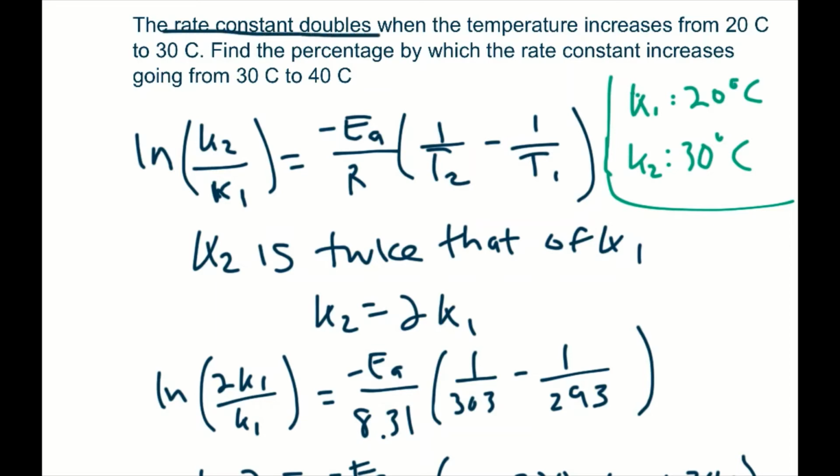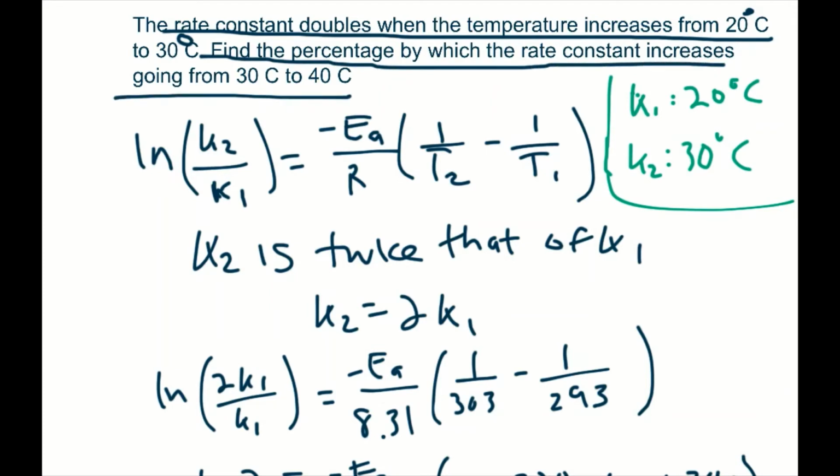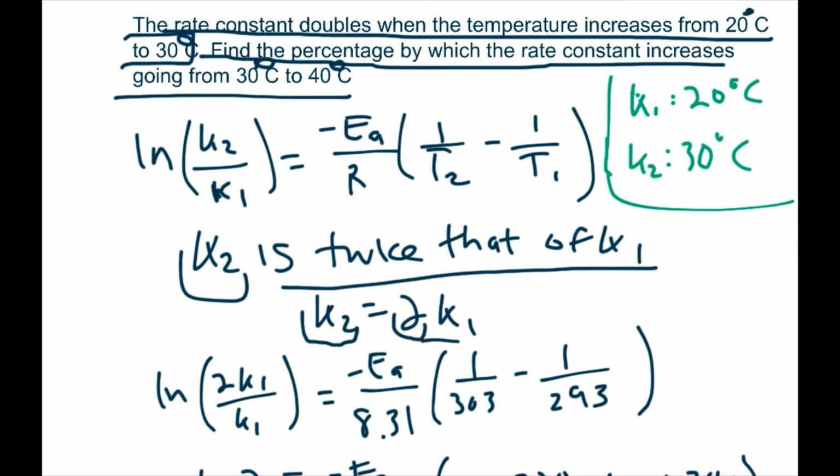The rate constant doubles when the temperature increases from 20 degrees Celsius to 30 degrees Celsius. Find the percentage by which the rate constant increases going from 30 degrees Celsius to 40 degrees Celsius. We are given a lot of information, so let's just deal with the first half. It says that the rate constant doubles when the temperature increases from 20 degrees to 30 degrees Celsius. So this must mean that K2, the rate constant after, is twice that of K1. So we could write an equation: K2 is twice that of K1.